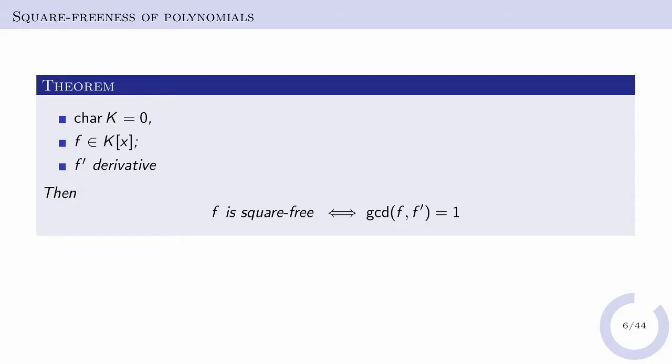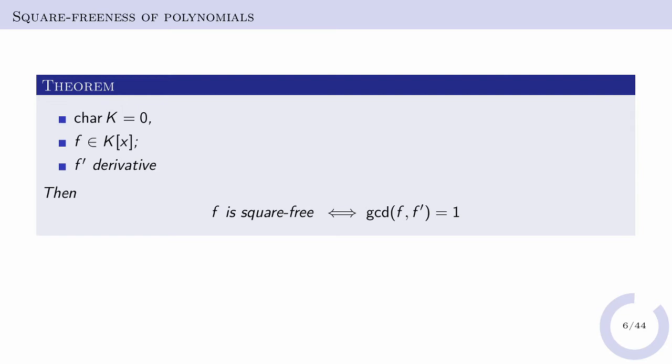Unlike integers, for polynomials, it is relatively easy to detect whether a polynomial is square-free or not. This is due to the fact that we can compute the derivative of a polynomial. The fact that we have a well-defined derivative of a polynomial makes it very easy to check whether a polynomial is square-free or not.